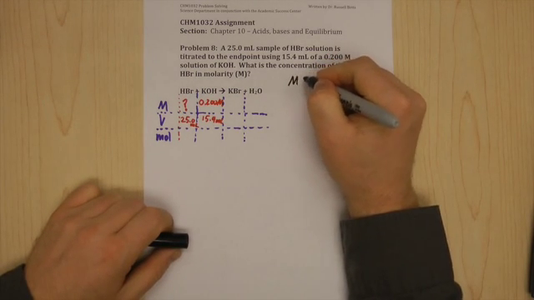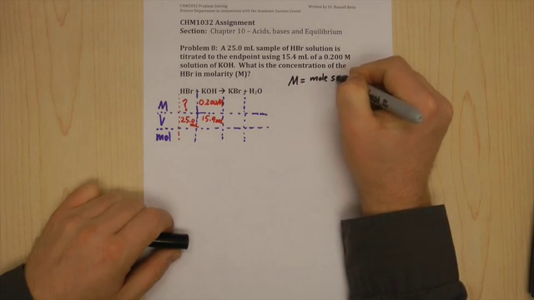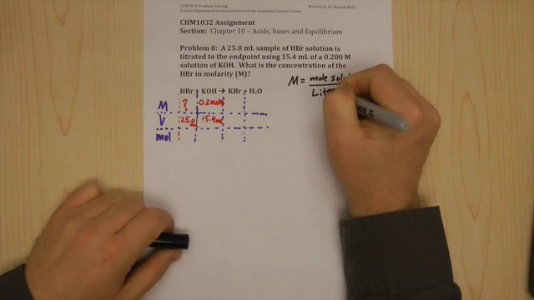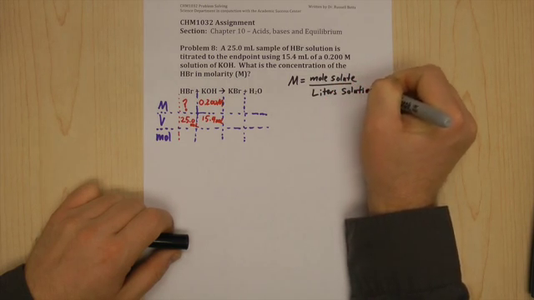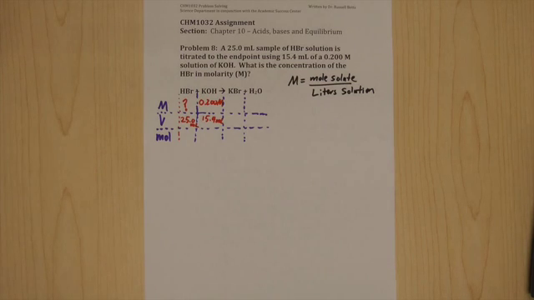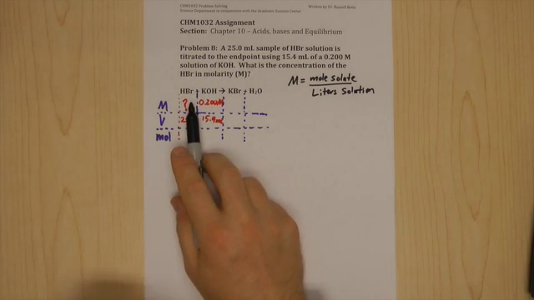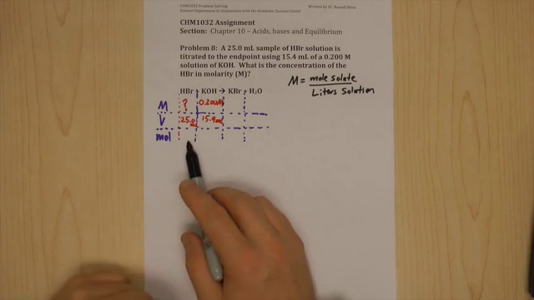So molarity, let's just define it, is moles solute over liters solution. All right, so that's a basic molarity question. Now we need to know the concentration of HBr, but we don't know it. We also don't know the moles, so we can't figure out molarity here.